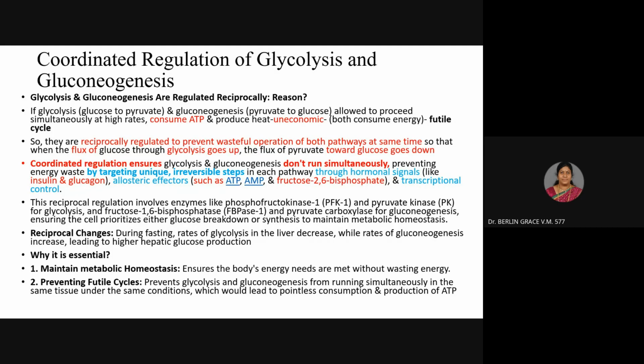The hormones are mainly glucagon and insulin. Allosteric effectors are ATP and AMP. Even fructose 2,6-bisphosphate, that substrate, also acts as an allosteric effector. And then transcription control is molecular control. As reciprocal changes during fasting, the rate of glycolysis in the liver decreases while the rate of gluconeogenesis increases, leading to higher hepatic glucose production. So the reason for this coordinated regulation is mainly to avoid the futile cycle as well as to maintain metabolic homeostasis.